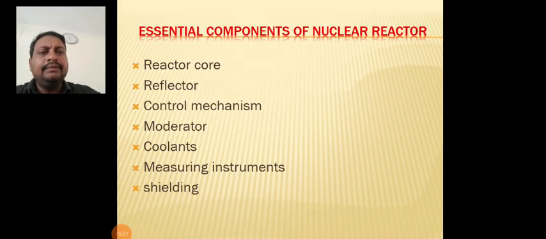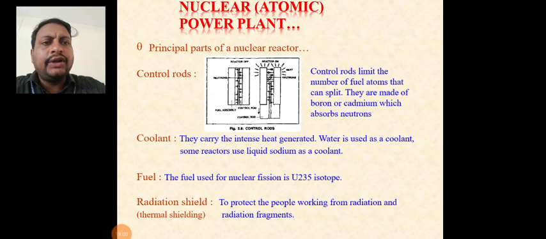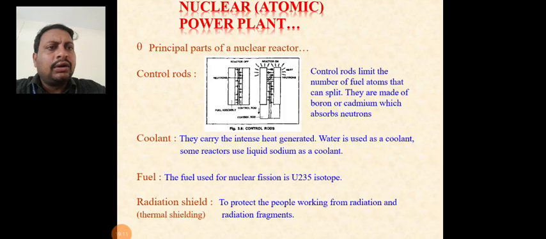You may observe the essential components of the nuclear reactor: reactor core, reflector, control mechanism, moderator, coolants, measuring instruments and shielding. So we have control rods. I already told you, control rods limit the number of fuel atoms that can split, reducing the number of nuclei produced, so they control the rate of reaction. They are made of boron and cadmium, which absorb the neutrons.